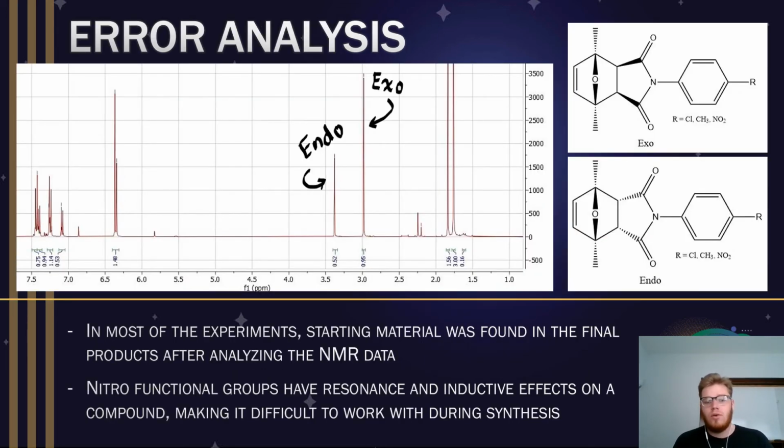Error analysis. The big picture right there is the NMR spectra, which helps us characterize our products. And you can see that we got the endo and the exo product, which was a surprising result. But from a pharmaceutical standpoint, this is not good. We want to be able to control which isomer we get, and the isomers are on the picture on the right here.